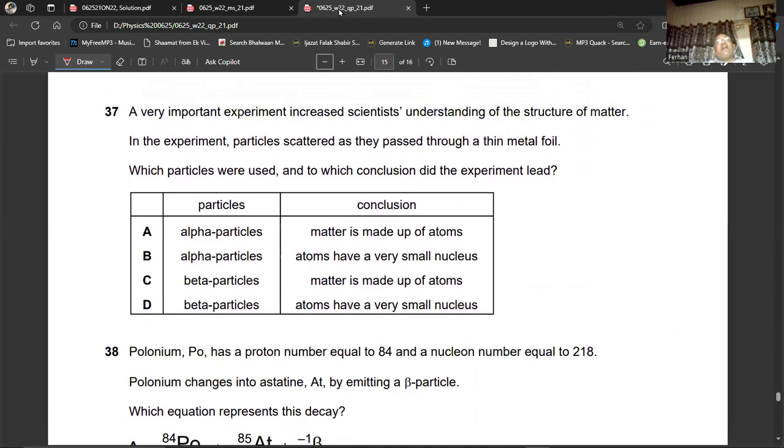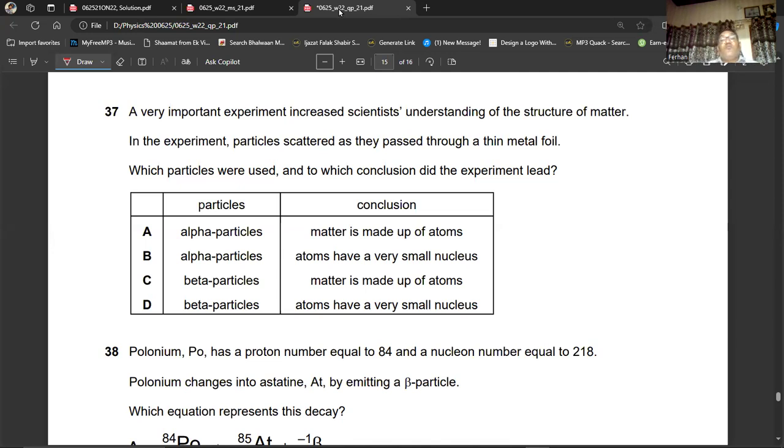Question number 37. A very important experiment increased the scientists' understanding of the structure of matter. In the experiment, particles scattered as they passed through a thin metal foil. Which particles were used and to which conclusion did the experiment lead?